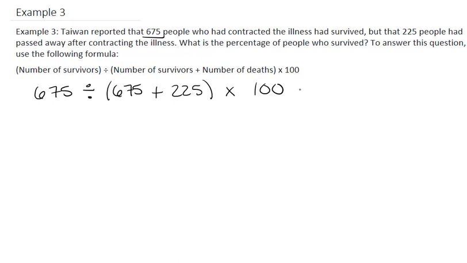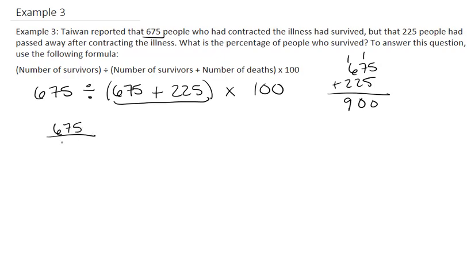So the first thing we're going to do is deal with the parentheses, and we're going to add. So we have 675 plus 225. 5 plus 5 is 10, carry the 1. 2 plus 7 plus 1 is 10, carry the 1. 2 plus 6 plus 1 is 9. So we have 675 divided by 900, and then we're going to multiply it by 100.